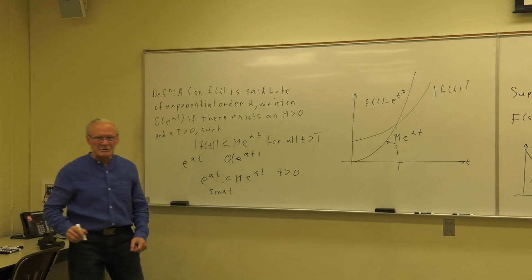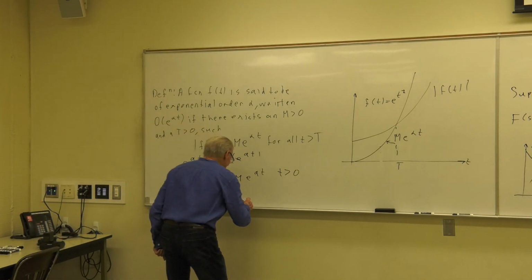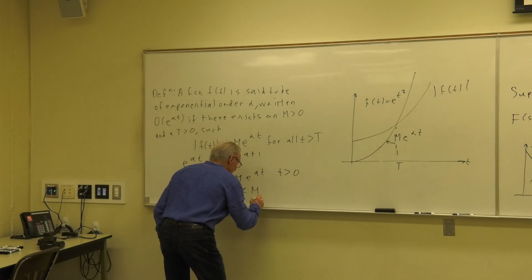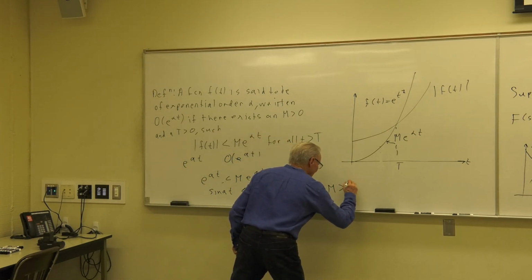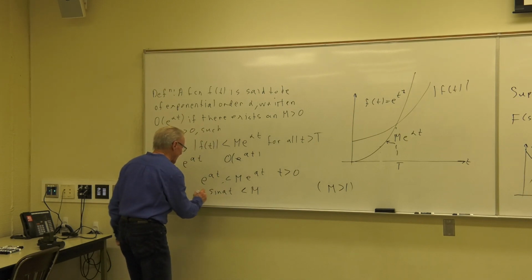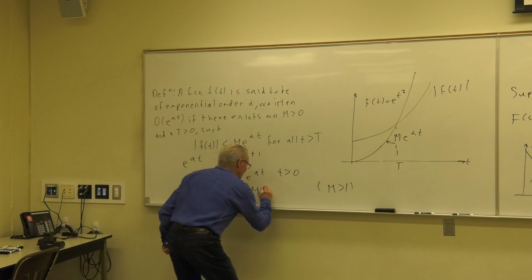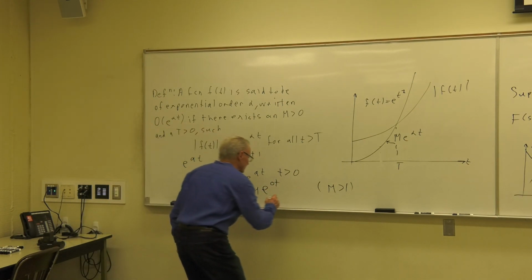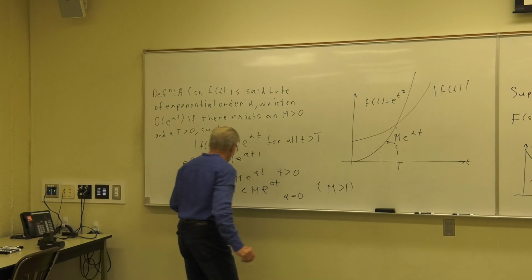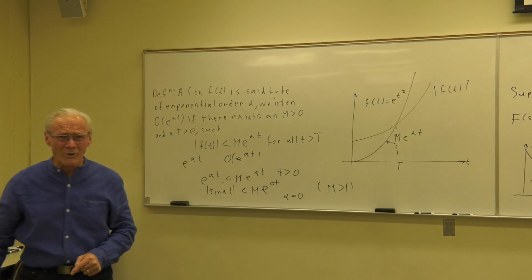What about sine at? Is that of exponential order alpha? The answer is yes. That's less than m, for m greater than 1, right? The sine of at in absolute value is always less than a number. And I could put here e to the 0t. So alpha then is equal to 0. This function is of exponential order 0.